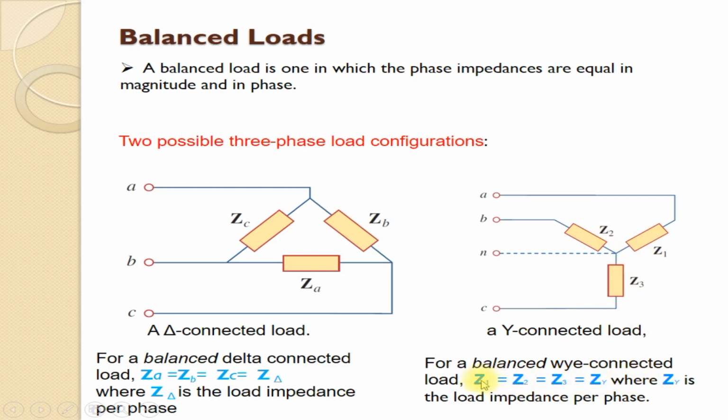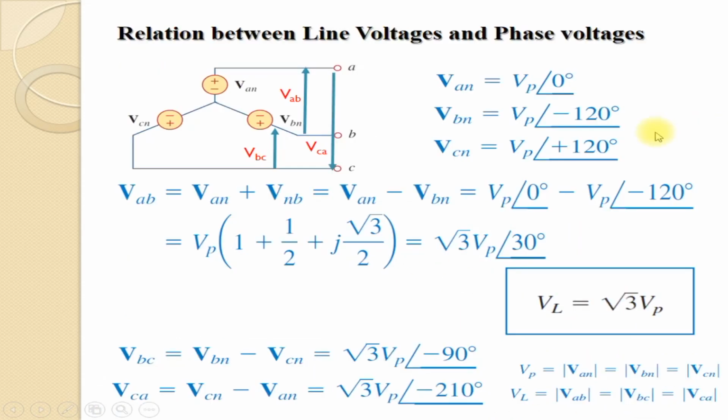And you can see that all these Z1, Z2, Z3 and Z star are represented in phasor form. That means all these are complex quantities, where Z star is the load impedance per phase. Now let us see the relation between the phase to neutral voltages and the line to line voltages.